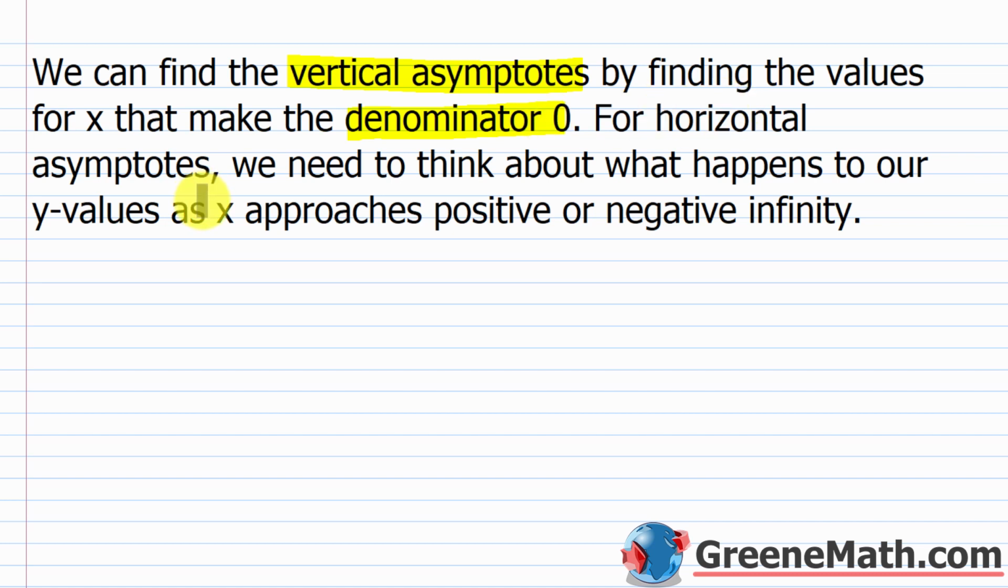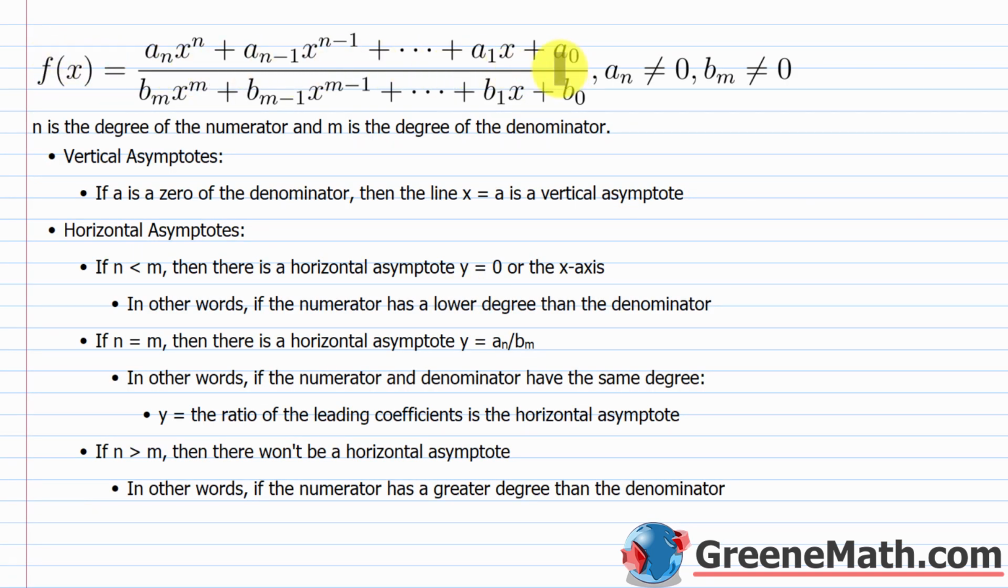For horizontal asymptotes, we need to think about what happens to our y values as x approaches positive or negative infinity. So this is a model you would see in your textbook. Essentially, the only thing you really need to pay attention to is the leading term in the numerator and the leading term in the denominator. You can forget about the rest of the stuff. It's not going to come up. Essentially, you have a sub n, x to the power of n. That's the leading term in the numerator. And then b sub m, x to the power of m. That's the leading term in the denominator. So that's what you want to make sure you understand. So n is the degree of the numerator and m is the degree of the denominator.